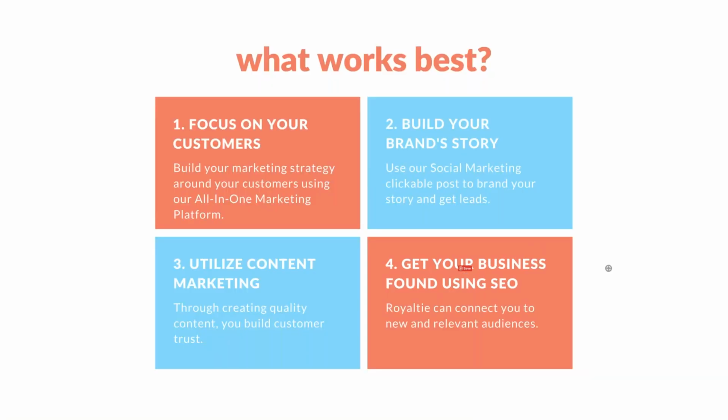So you want to know what works best? Focusing on your customers. That's first and foremost. You need to build your marketing strategy around your customers using our all-in-one marketing platform. Two, you want to build your brand story. And you can do that by using our social marketing clickable posts to brand your story and get leads. Three, you want to utilize content marketing. Through creating quality content, you build customer trust. And four, get your business found using SEO. Royaltie can connect you to new and relevant audiences.